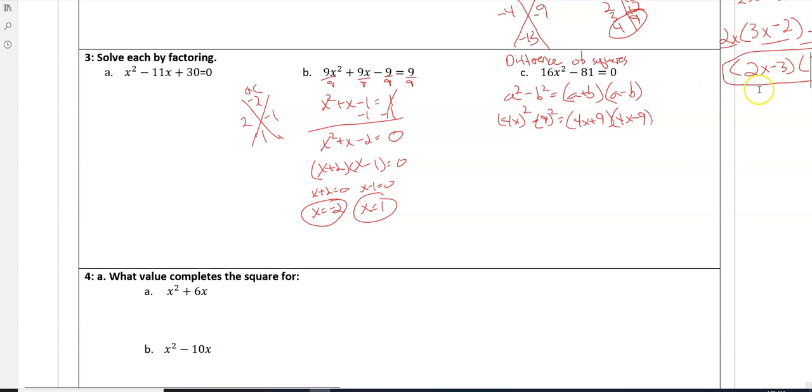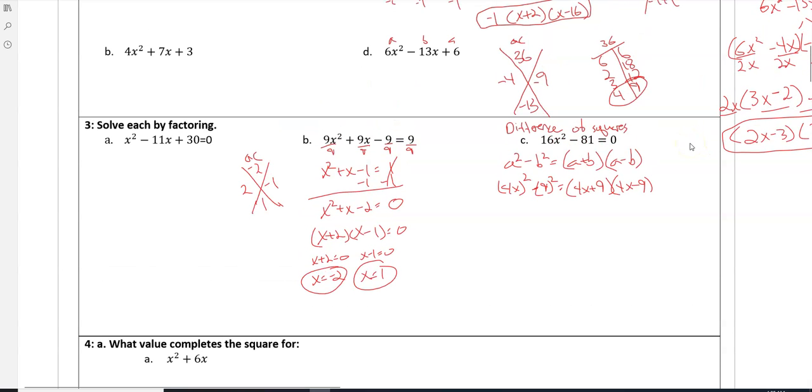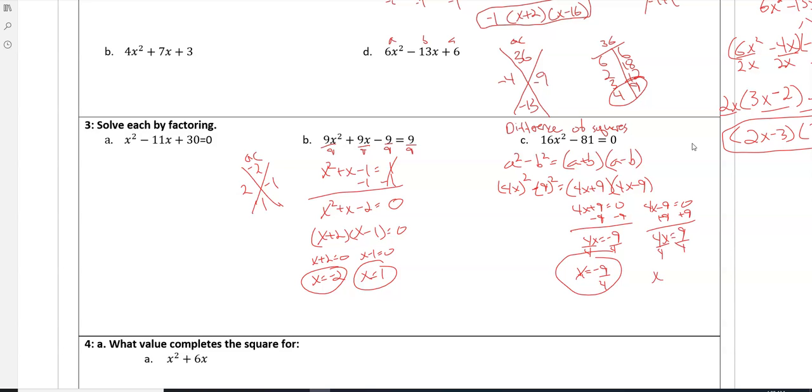All right. Now, I could do it with just straight up factoring. Well, let's go ahead and solve it first. 4x plus 9 equals 0. So what do I get? Minus 9 minus 9. 4x equals -9. Then divide by 4 on both sides. So x is -9 over 4. That's one of them. And then over here, 4x minus 9 equals 0. So we'll plus 9 to both sides. 4x equals 9. Divide by 4, divide by 4. X equals +9 over 4. And those are my two answers.